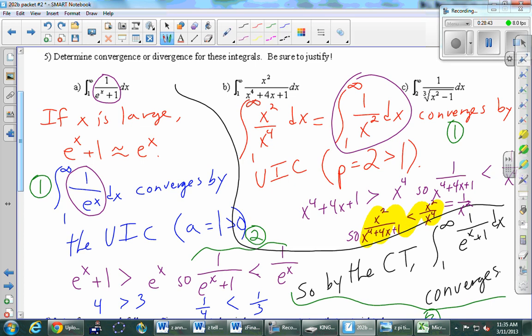So we'll just write our sentence up here. So by the comparison test, and then we'll copy the whole integral, and then slap on the word converges or diverges. What does it do? It converges. Any questions on that one?